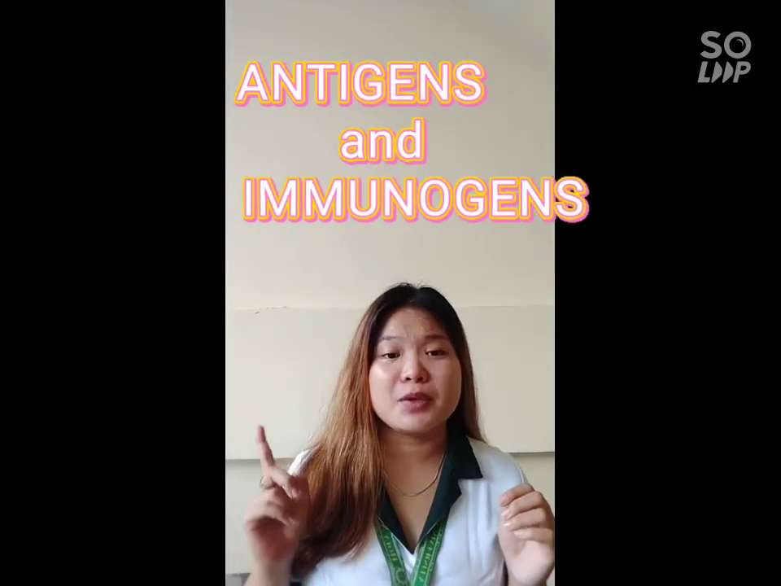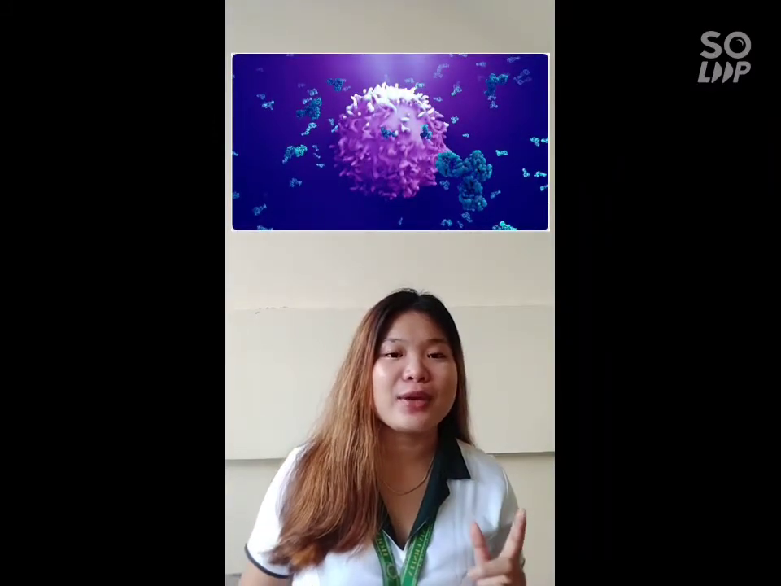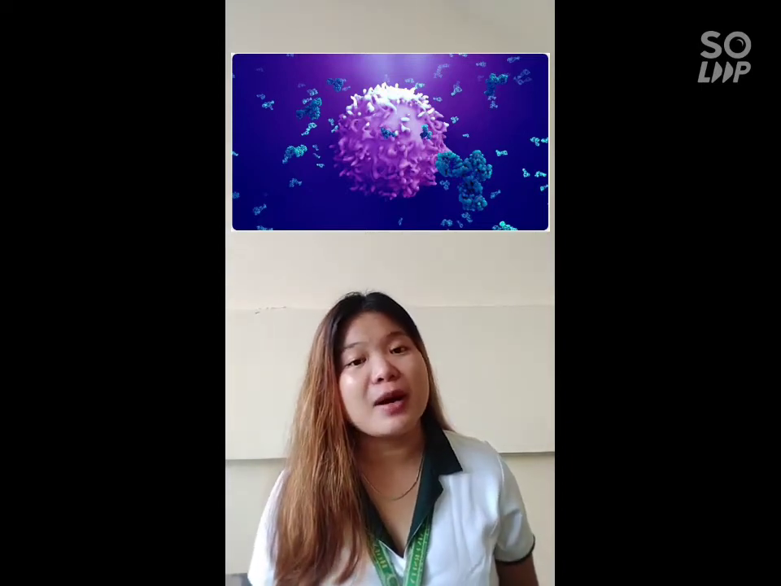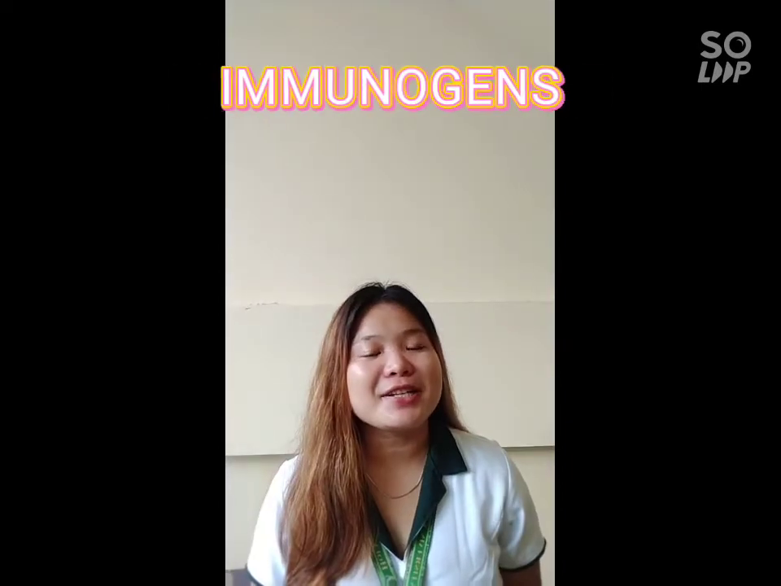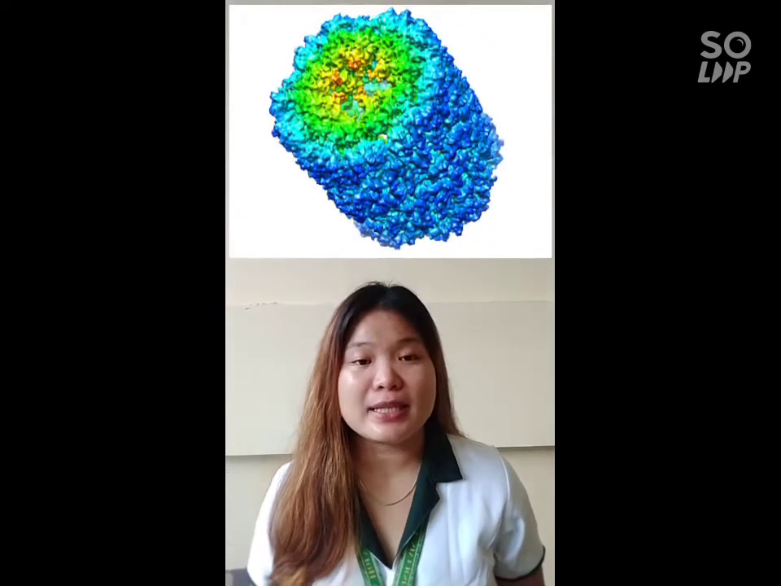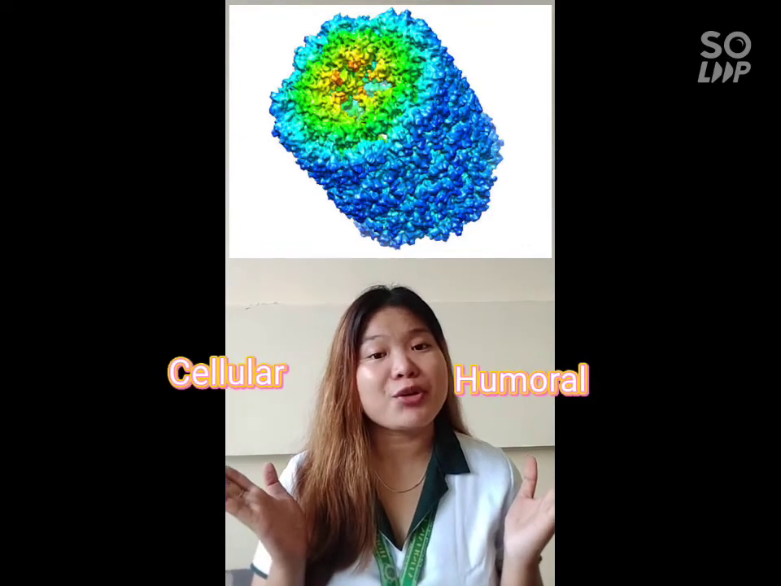Let's move on to antigens and immunogens. Antigens are substances which have the ability to bind with products of a specific immune response, which we call the antigen-antibody reaction. Immunogens are substances that stimulate a specific immune response, either humoral or cellular immune response.